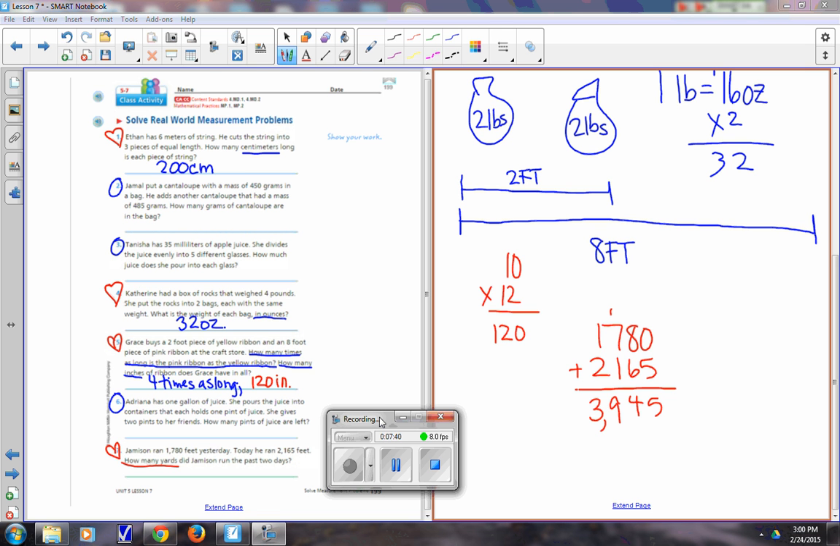3, right? So I'm going to take this really big number of feet, and I'm going to divide it by 3. Because my yards are groups of 3, and I need to know how many yards. So 3,945 divided by 3, because I've got to make this into groups of yards. And my yards are every 3 feet. There's 1 yard. 9 is 3. Bring down the 4. It can't go into 4.